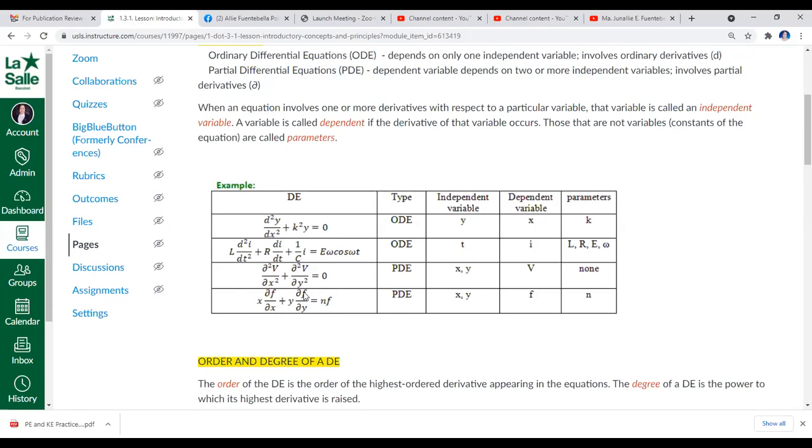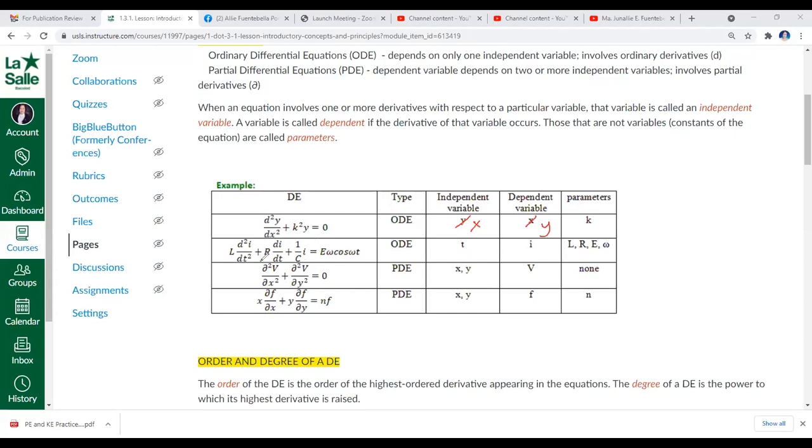As to the independent variables, these are the variables that appear in the denominator of your derivative. So let me just annotate because there's some mistake here in the first row. Now, the independent variable, class, in the case of the first DE here, this should be x. And the dependent variable should be y. Your parameter, the other letter that appears in your DE but is not written on the derivative, is k. Now, for the second example, your independent variable is t. That is correct because that's the variable that appears in the denominator of your derivative. And your unknown function is I. So you have here I, and I.